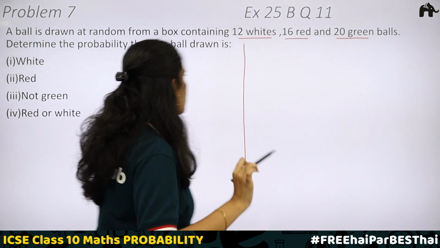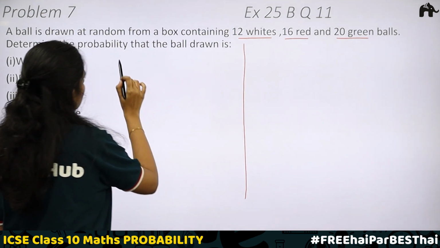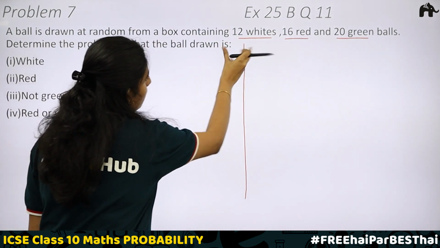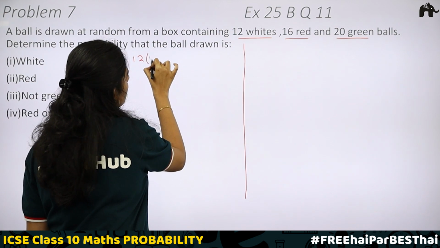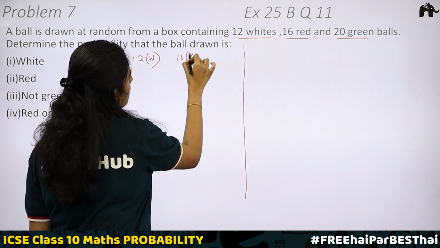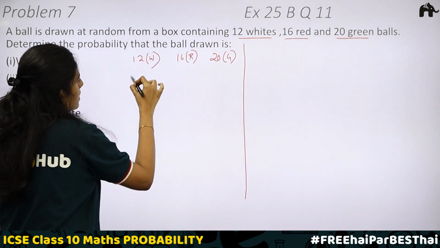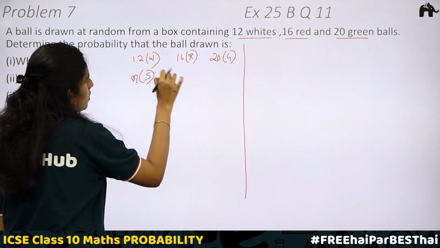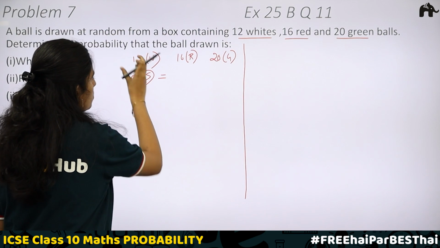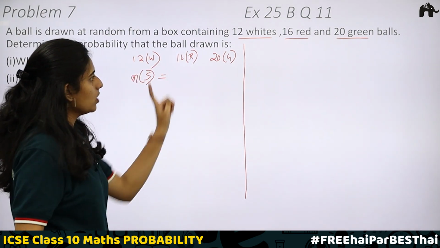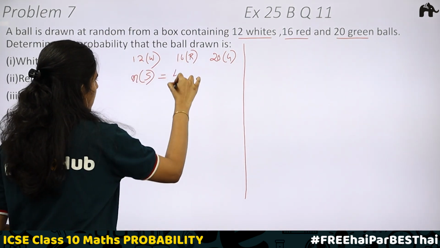Here we have 12 white balls, 16 red balls and 20 green balls. What is the total number of balls? Total number of balls, the total outcome, will be equal to 12 plus 16, 28, 28 plus 20, 48.